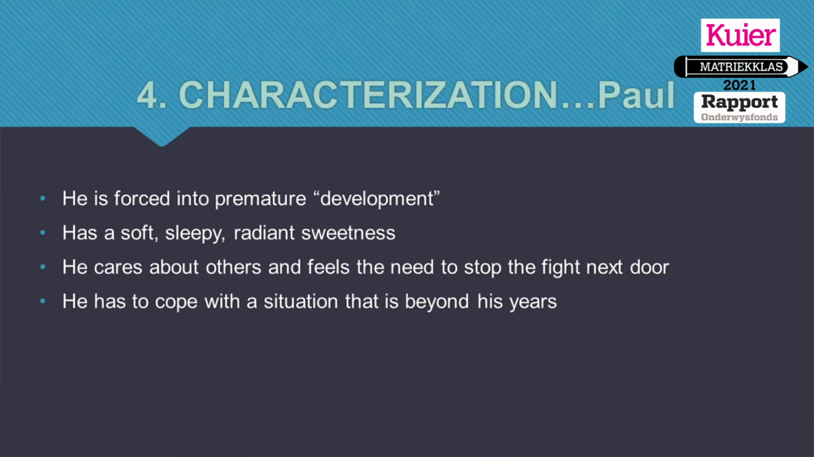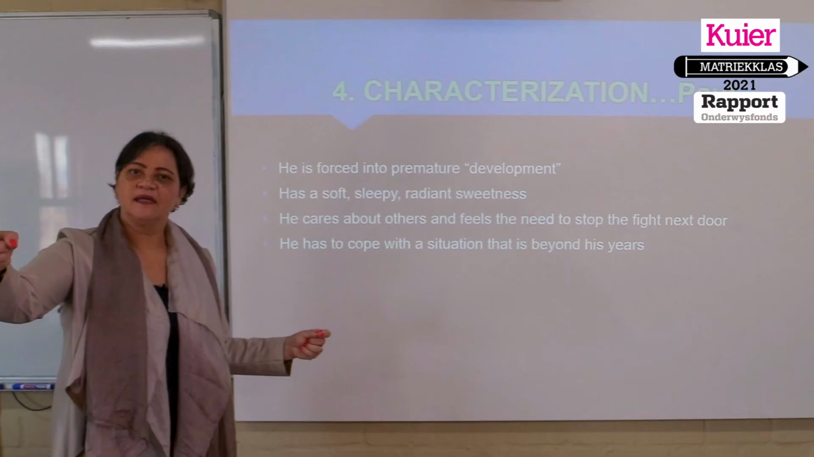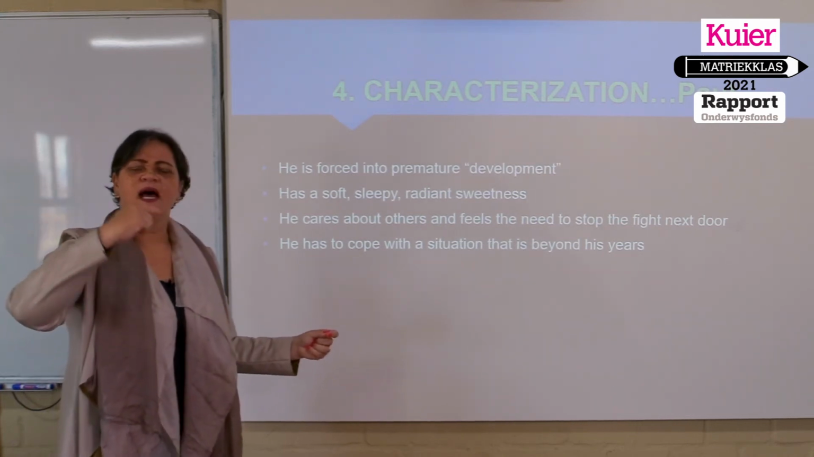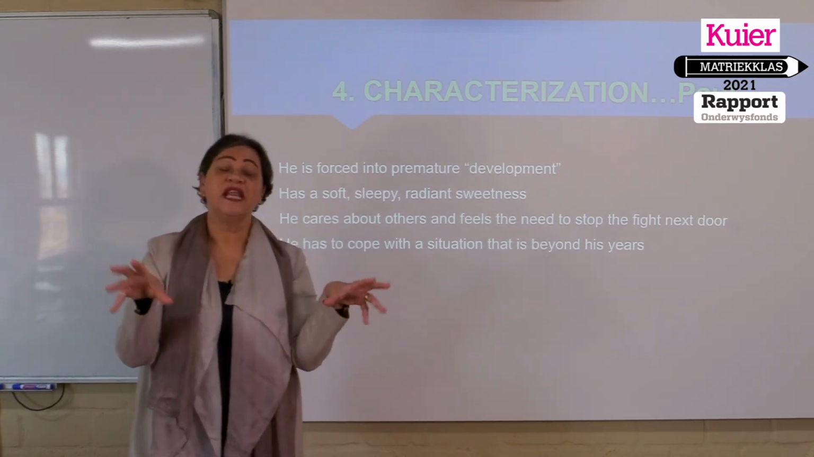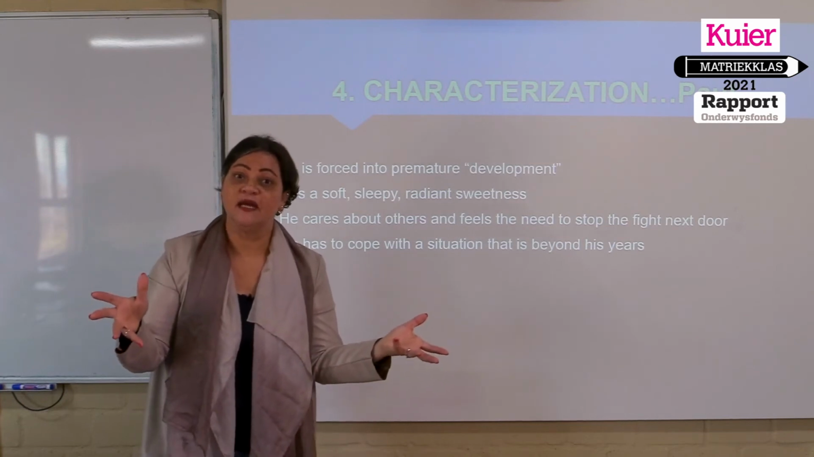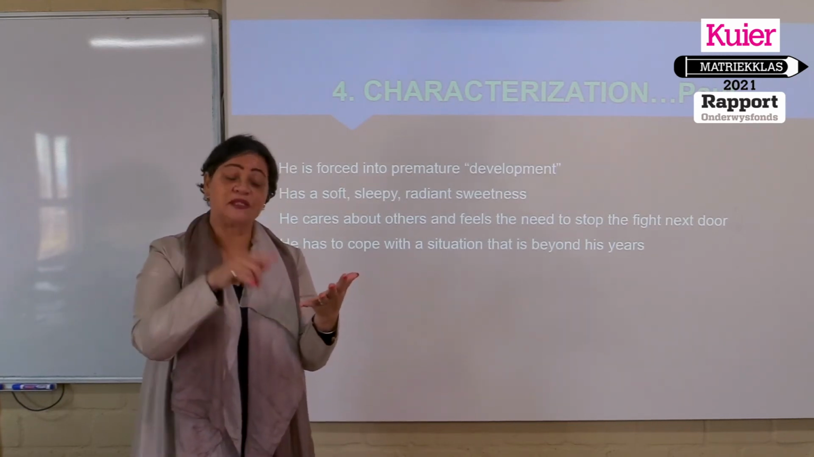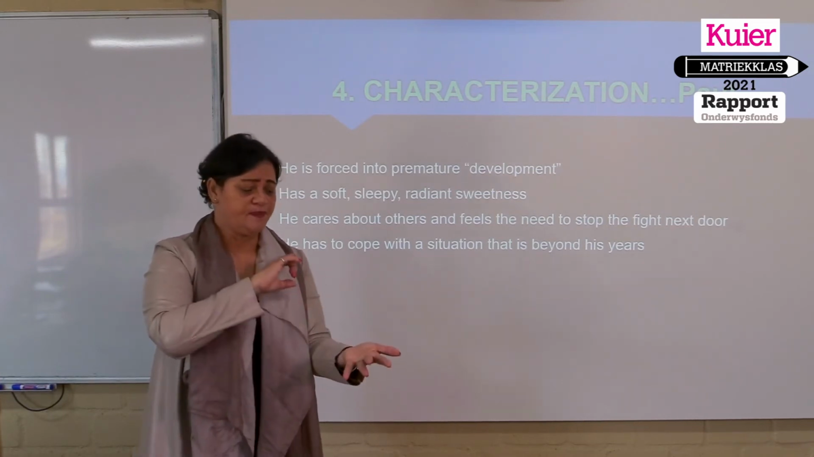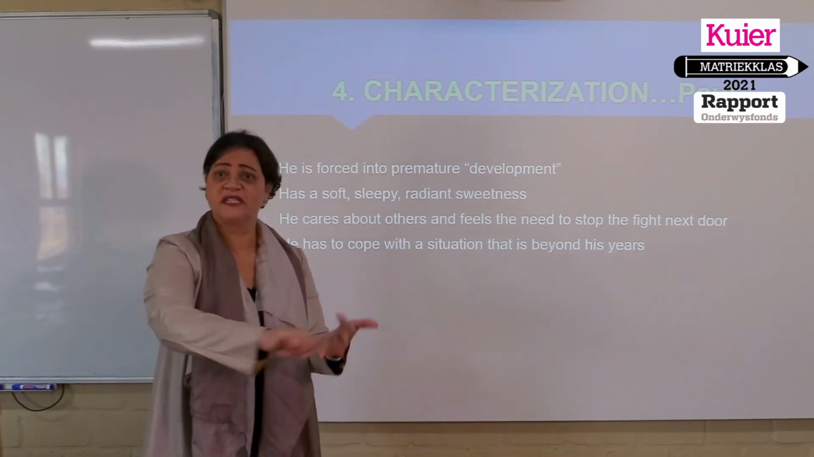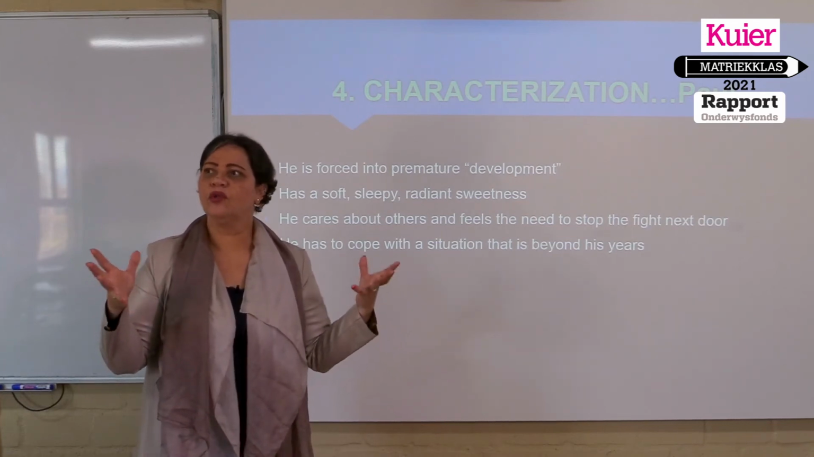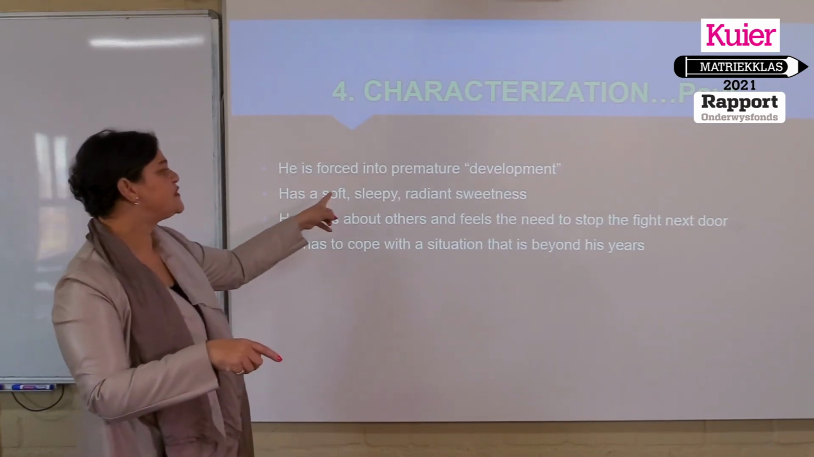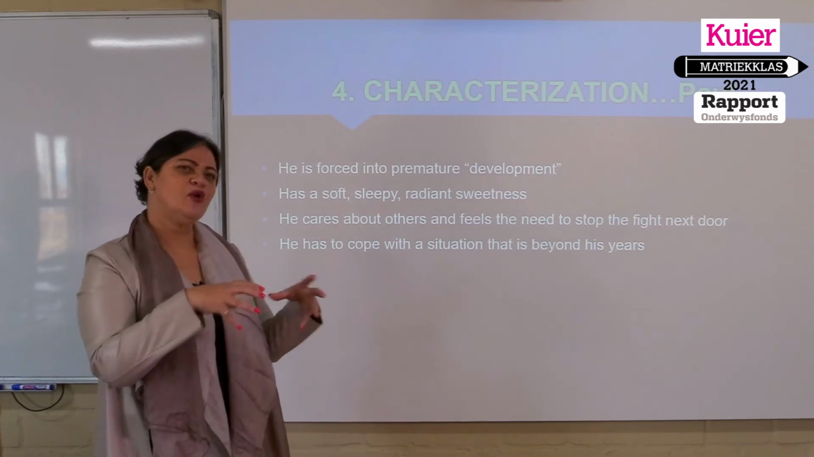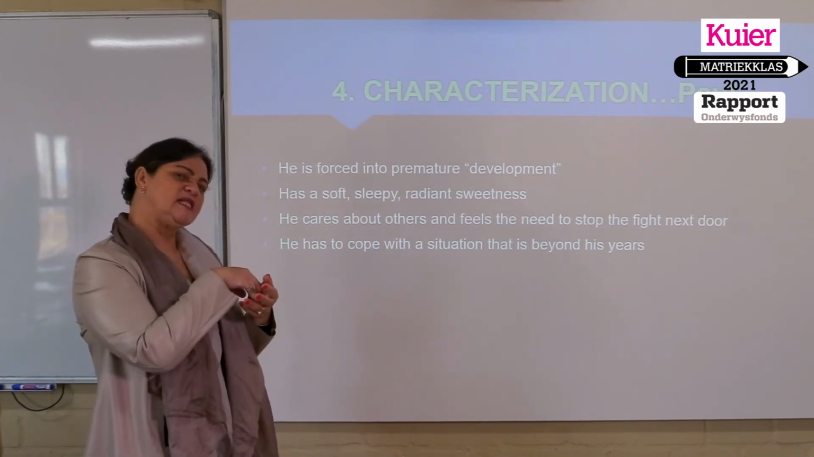Characterization. Now, Paul. What do we know about Paul? He's forced into premature development. How? Because he sees that, he hears that, he phones, Charlotte comes running out, Mrs. Hager. This child has just witnessed something that no child should see, that probably not many adults are going to see. He's just heard Mr. Hager fight with his girlfriend. He's heard the gunshot. He's been threatened and bribed by Charlotte. He sees Mrs. Hager come back and he's thinking, look at all this stuff. And the police question him as well. Can you imagine? And he doesn't tell his mommy. He has a soft, sleepy, radiant sweetness. So now you ask yourself, has he lost his innocence?